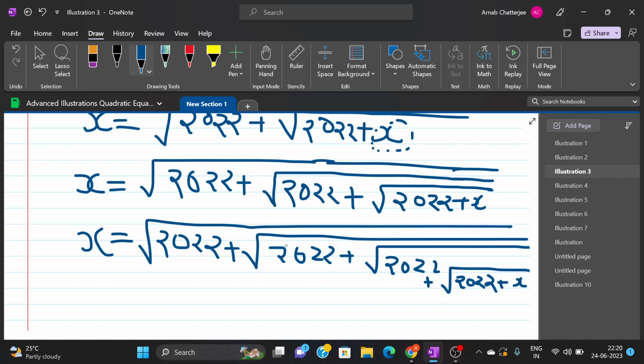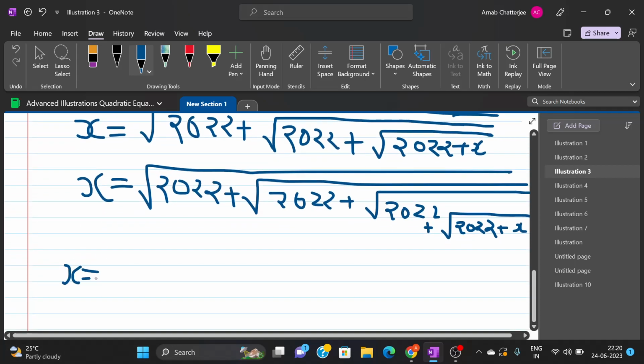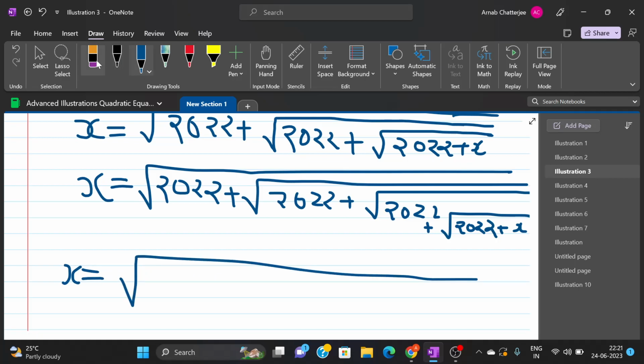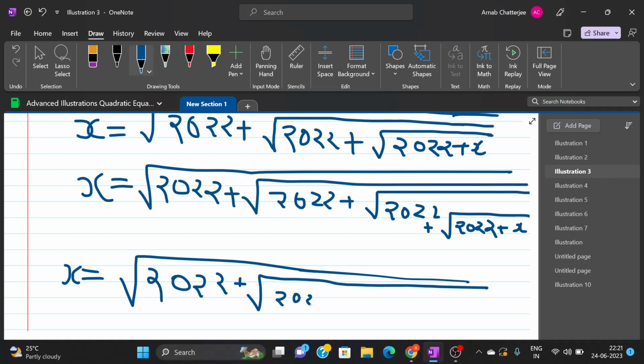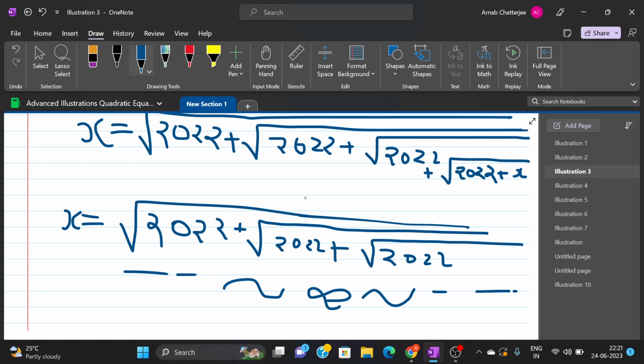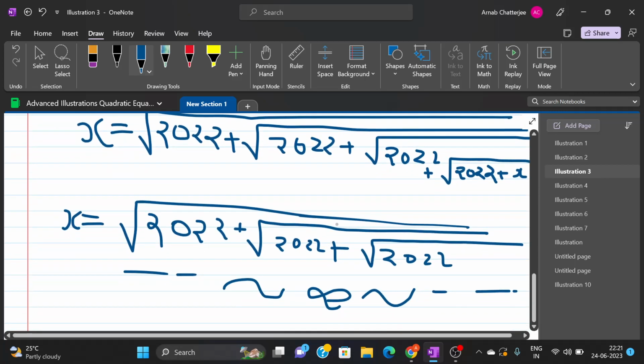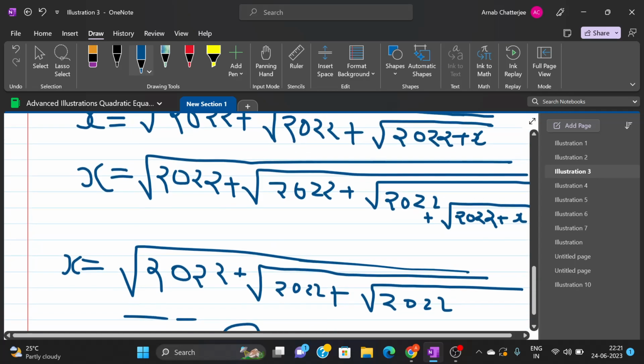Now I can keep on putting x like this. So what I eventually get is that x is nothing but under root of 2022 plus under root of 2022 plus under root of 2022, and this will continue till infinity. Why is this so? Because we have this pattern going on here. So ultimately at each step I will substitute x, or I will back substitute x. This process is known as back substitution.